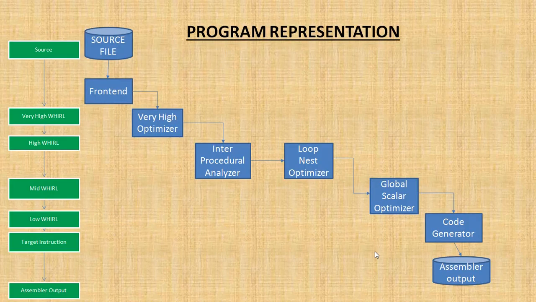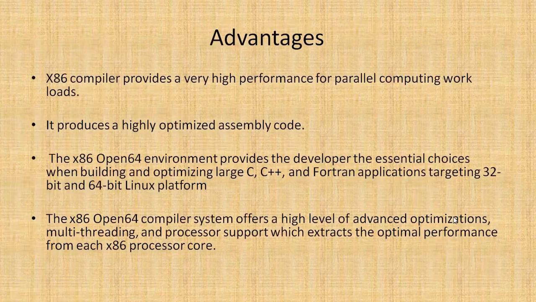You can see the diagram here how the compiler phases work. First, the source file is loaded here in the front end. Then it goes in the very high optimizer where the inputs are taken care of and stored in the .b file. Then the interprocedural analysis takes place, then the loop nest optimizer, global optimizer, and code generator. Finally, we store our assembly level code. We get an assembly level code from the compiler.